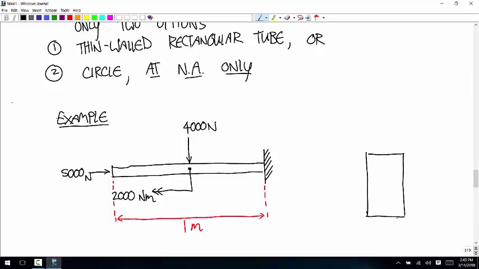Okay, so the cross section has a height of 5 centimeters, and a width of 0.02 meters, and a thickness of 3 millimeters.